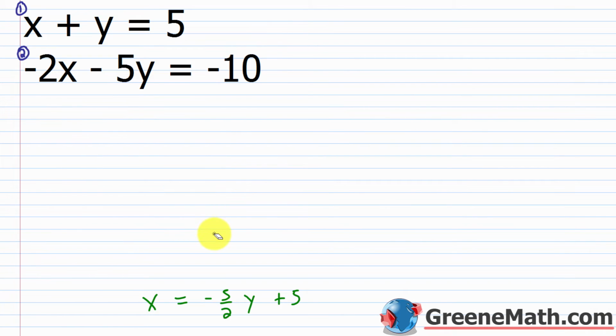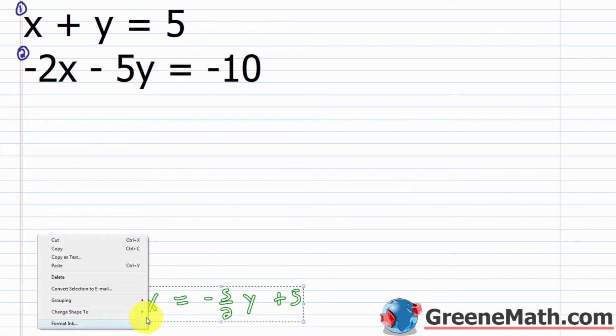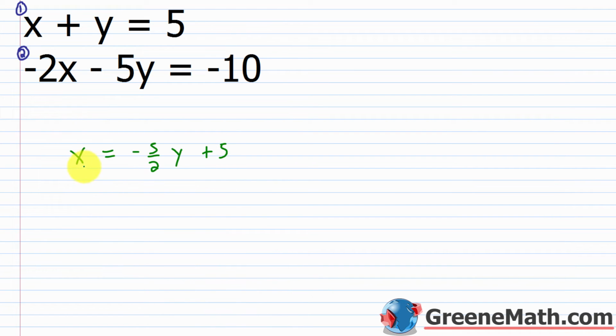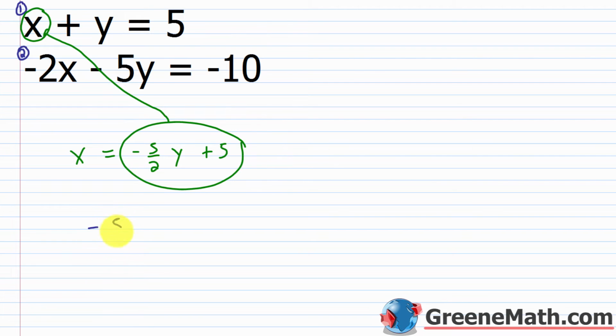And what do I want to plug in for? I know that x equals this value here, negative 5 halves y plus 5. So x is the same as that. So I'm going to plug in for x in this equation now. So when I do that, what happens? I have negative 5 halves y plus 5, then plus y equals 5.